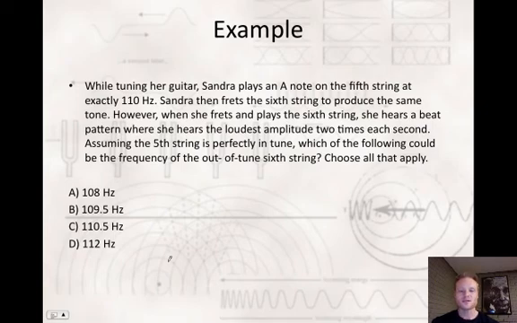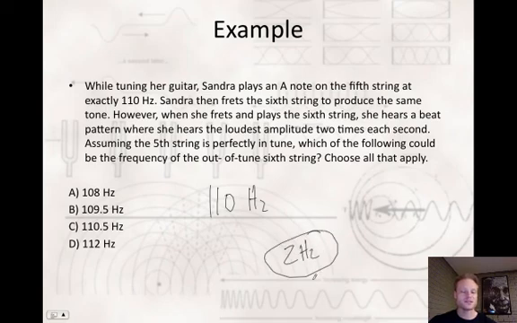Assuming the fifth string is perfectly in tune, which of the following could be the frequency of the out of tune sixth string? Choose all that apply. Our choices are 108 hertz, 109.5 hertz, 110.5 hertz, or 112 hertz. Well, we know 110 hertz is in tune, and we're hearing a beat 2 times each second. So that means we have a beat frequency of 2 hertz.